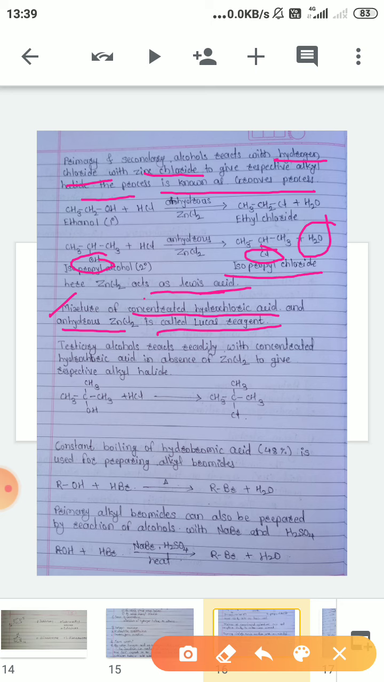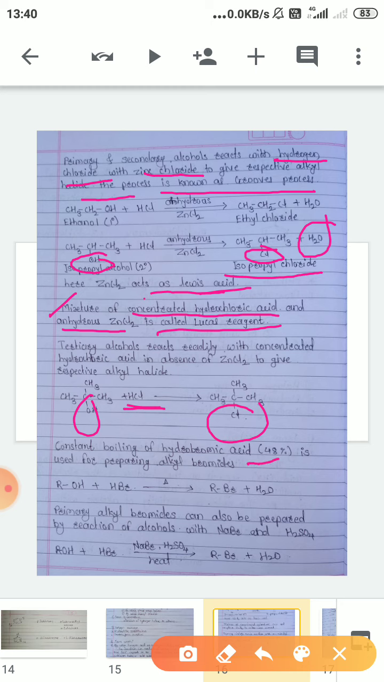Now we'll see the tertiary alcohols. As tertiary alcohols are more reactive than primary and secondary alcohols, there is no need of anhydrous zinc chloride or Lewis acid to weaken the C-OH bond, and therefore tertiary alcohol easily reacts with hydrochloric acid to give tertiary butyl chloride. Now we can simply say constant boiling hydrobromic acid is used for preparing alkyl bromides.